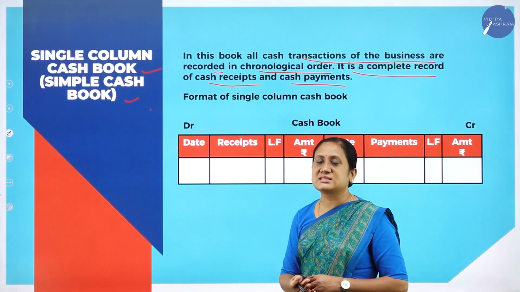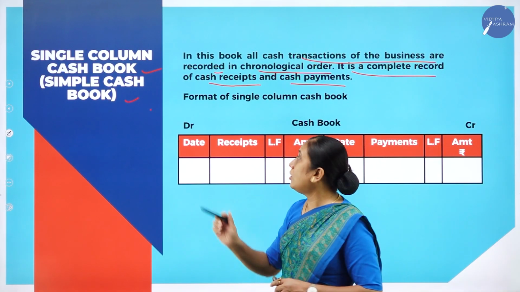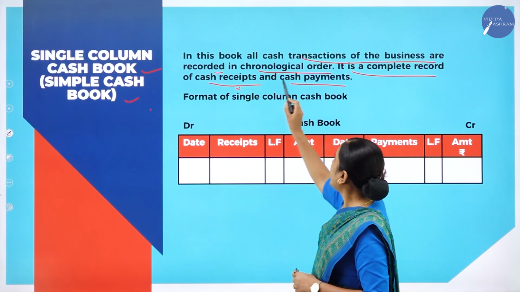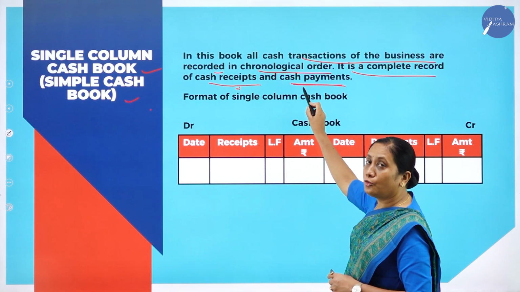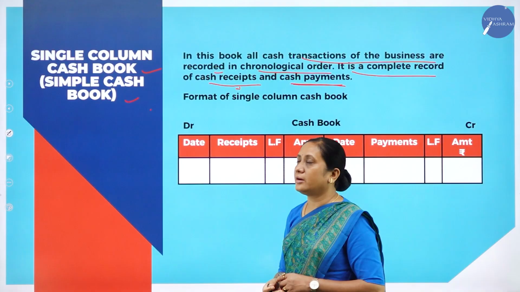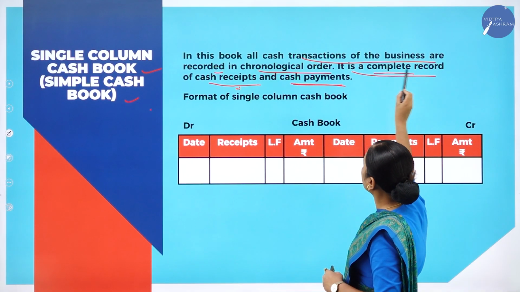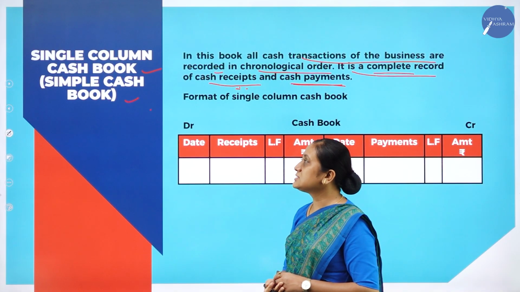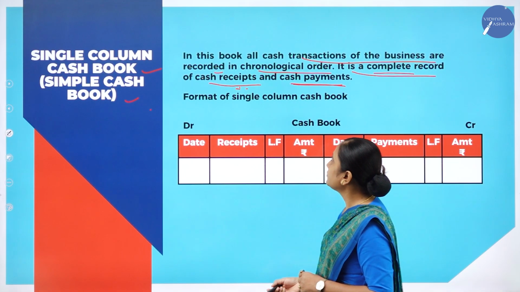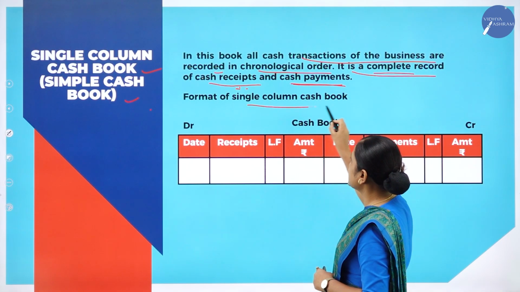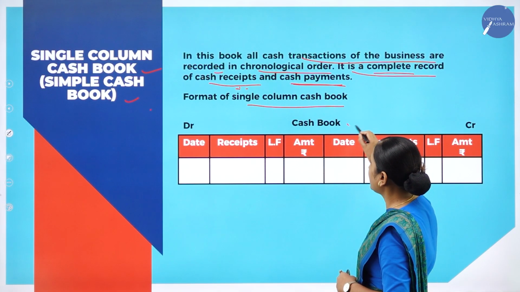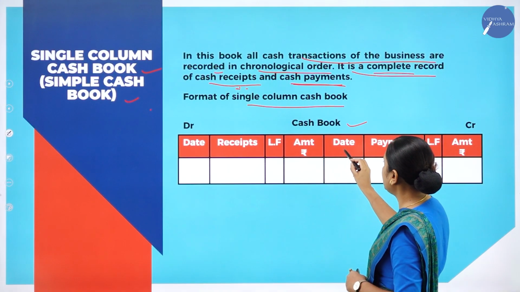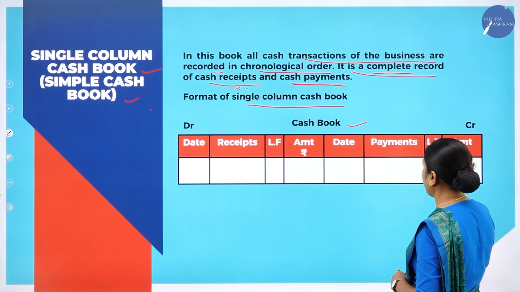All cash details, like all cash receipts, all cash inflows, and cash payments, that is outflow of cash, will be recorded. A complete record of cash receipts and cash payments will be there in the single column cash book. Now, this is the format of the single column cash book. Cash book. Date, receipts, LF, amount, rupees. Date, payments, LF, amount, rupees.